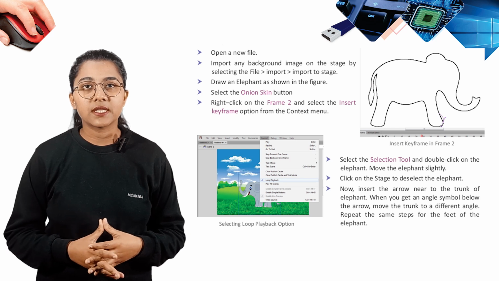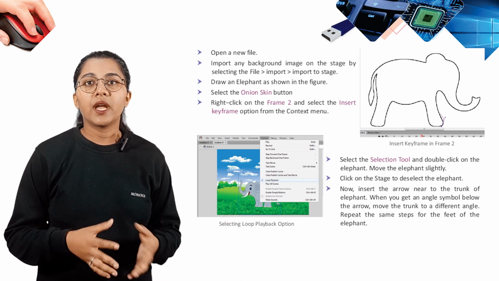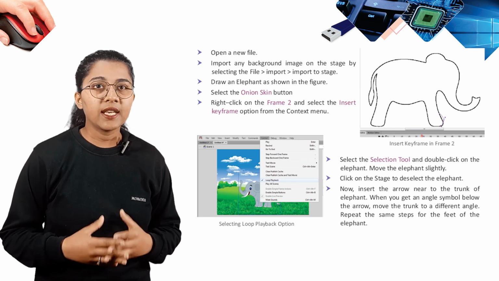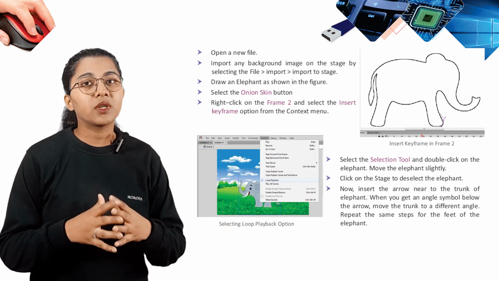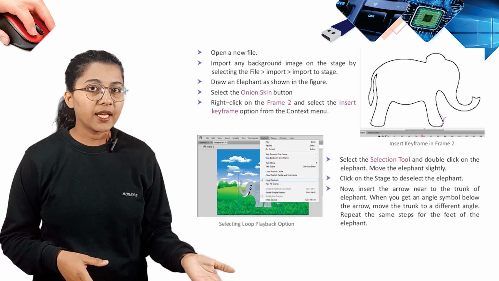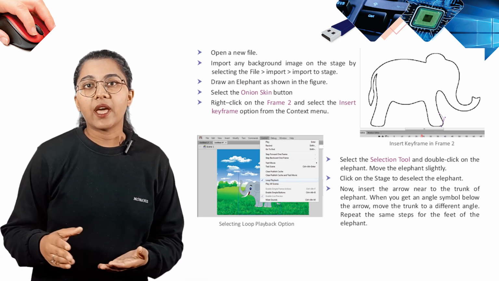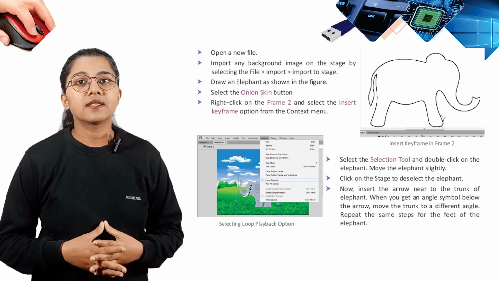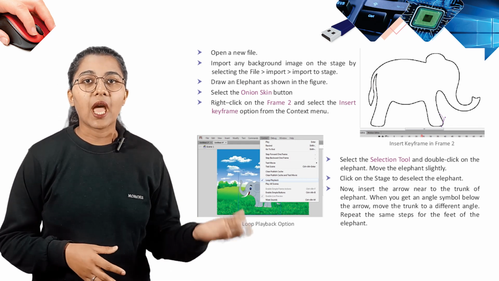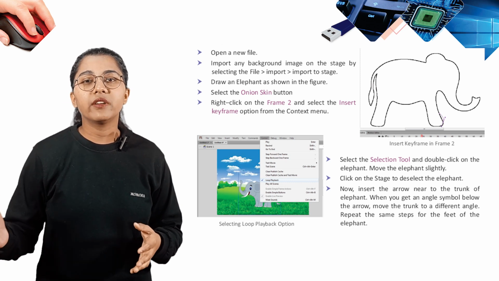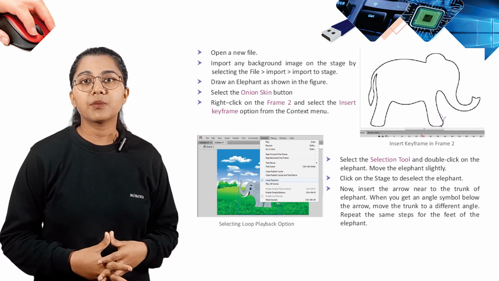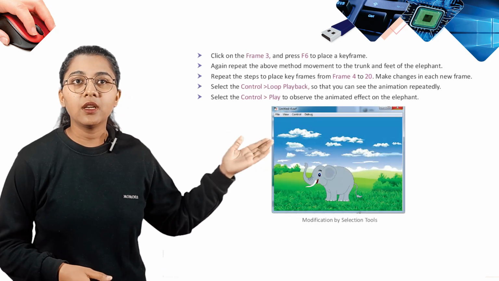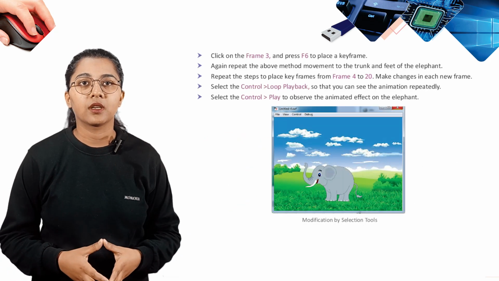Now let's continue our steps. Select the selection tool and double click on the elephant. Move the elephant slightly. Then next, click on the stage to deselect the elephant. Then next, now insert the arrow near the trunk of the elephant. When you get an angle symbol below the arrow, move the trunk to a different angle. Repeat the same steps for the feet of the elephant. Here you can see the interface of selecting the loop playback option.